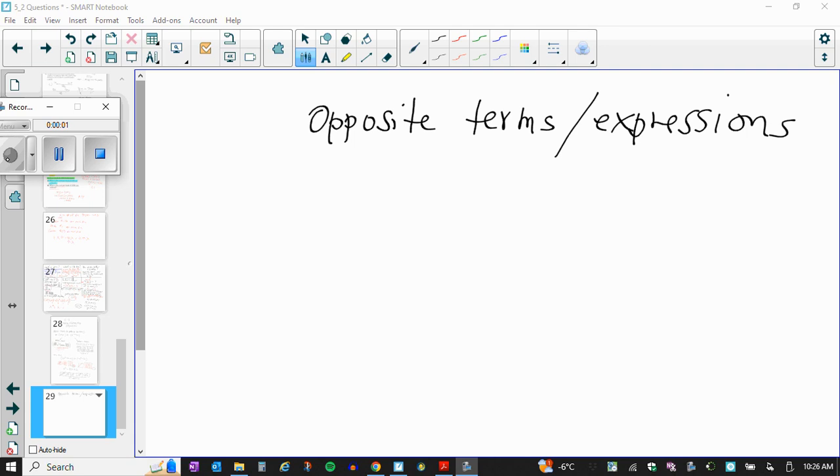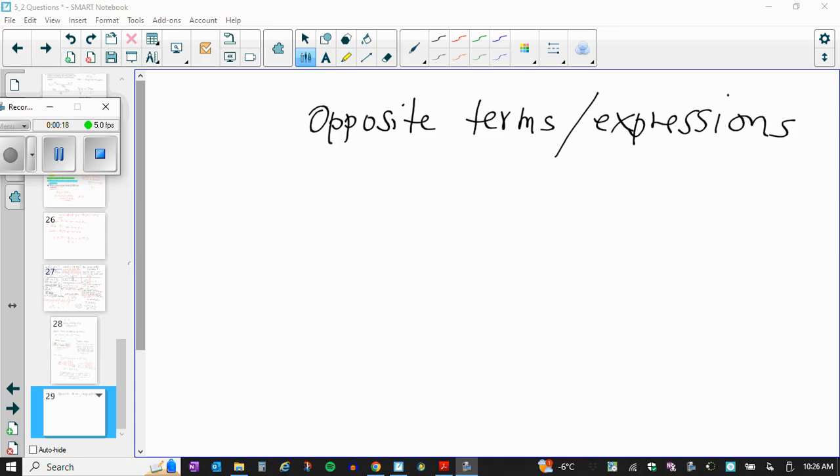All right, our second notes in section 5.3 are going to be called opposite terms and expressions. It's important that we know what these are first before we do subtraction, because we're actually going to use opposite expressions in our understanding of how to subtract polynomials. So the first thing we're going to do is just talk about opposite terms.